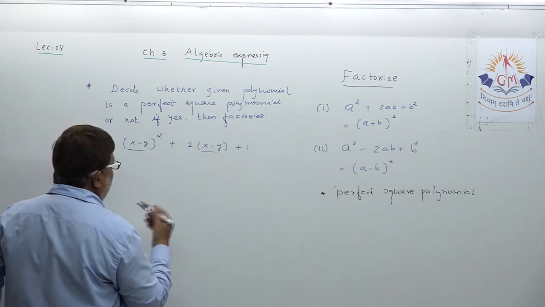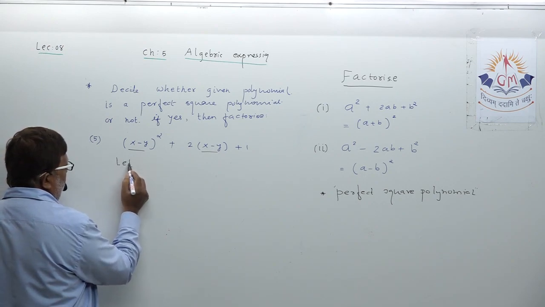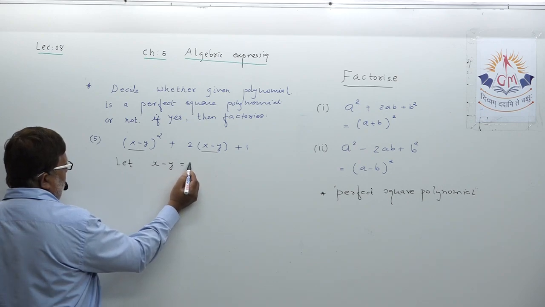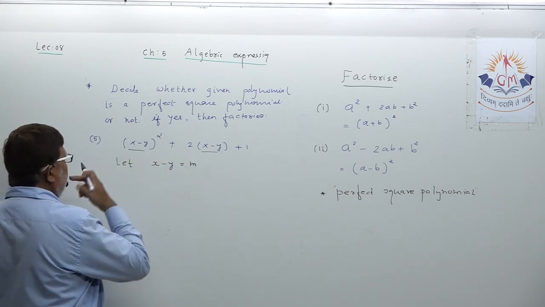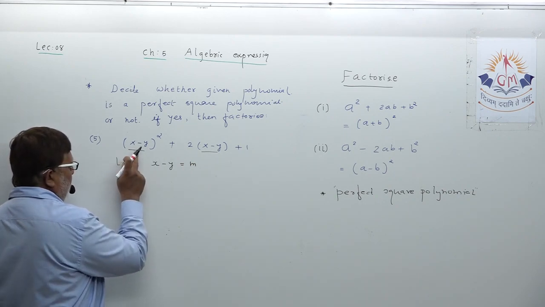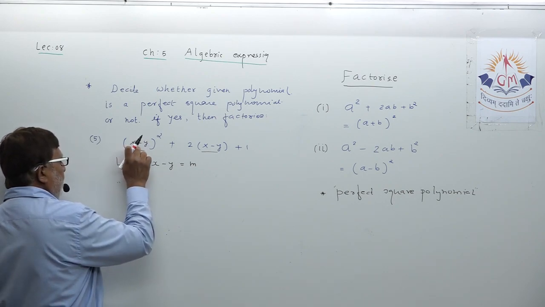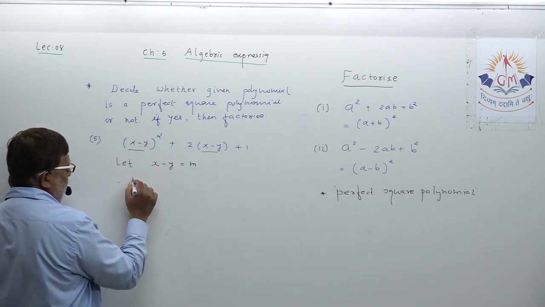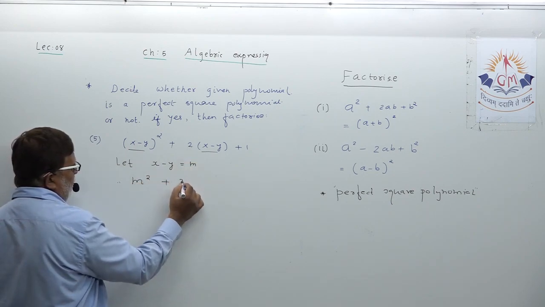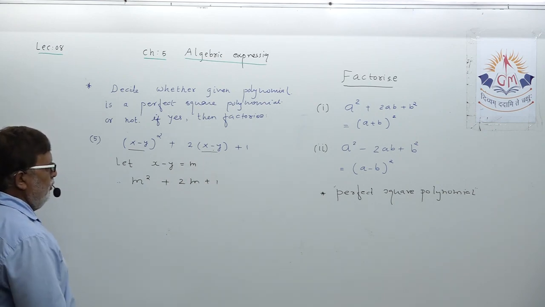So let me suppose it, let x minus y equal to m. You can suppose anything, a, b, whatever. Okay. Now let me write this polynomial again. Instead of x minus y, I will write m. So now it is m square plus 2m plus 1. Now this is the polynomial.